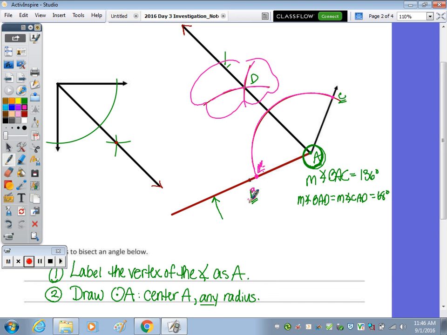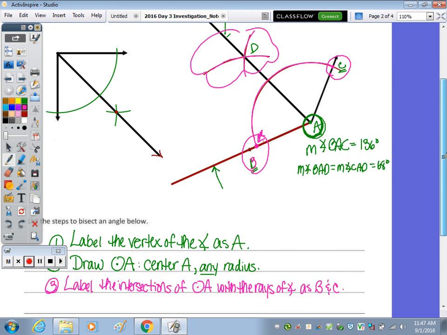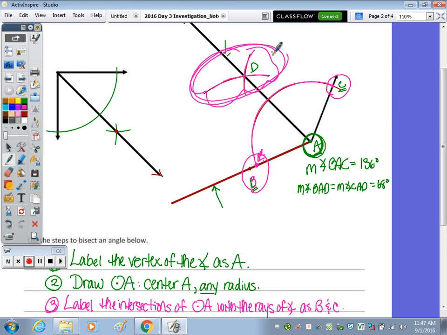To make this X above, we need to communicate to the person doing the construction where to put the compass point. So we're going to say label the points of intersection of the circle and the rays of the angle as points B and C. So number three, label the intersection of circle A with the rays of the angle as B and C. Now they can draw circle B and circle C to get this X.